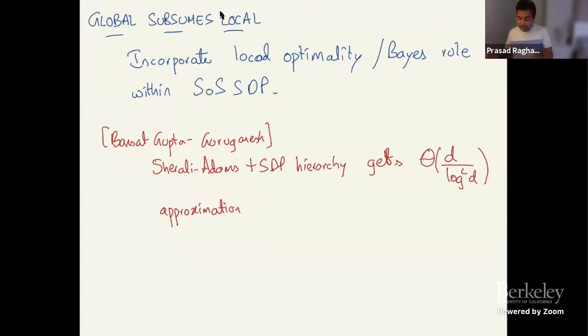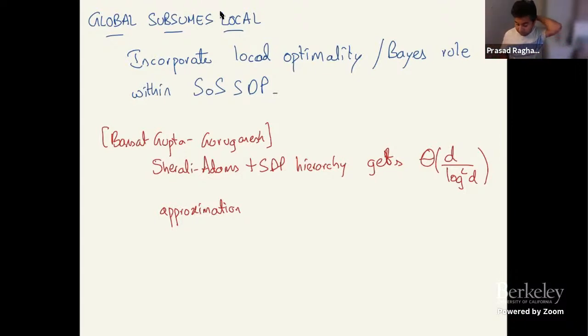So we can of course add all the local constraints, local Bayes optimality, into the SOS SDP, and you can write an SOS SDP that way. But the issue is we don't know how to analyze it. I guess there's one success on this front where global subsumes local.